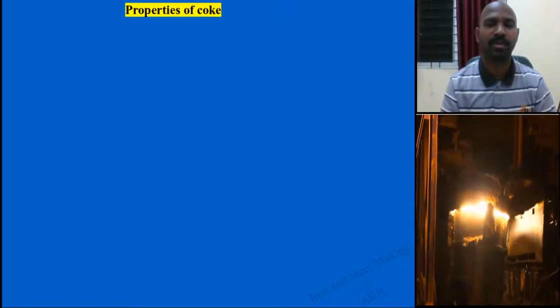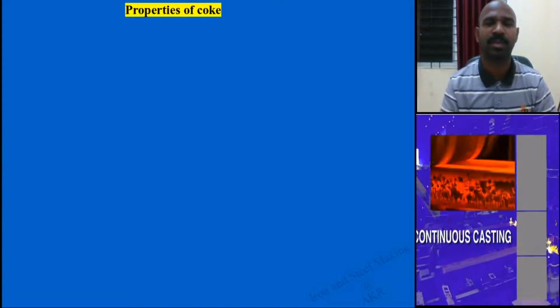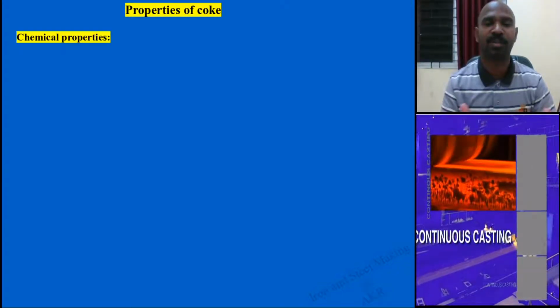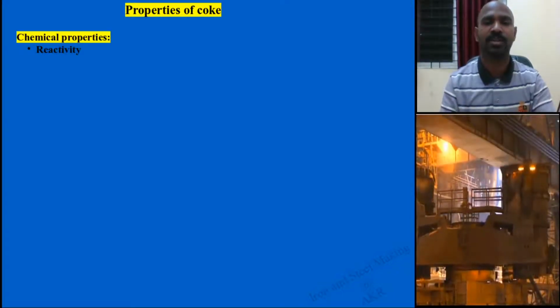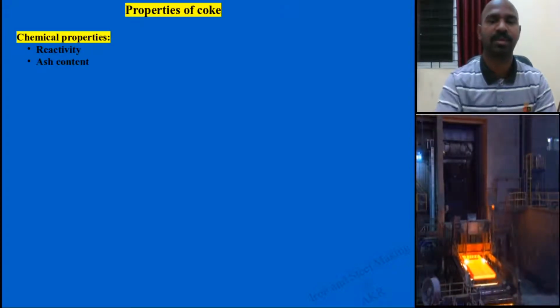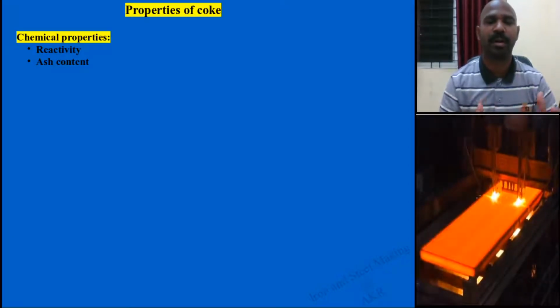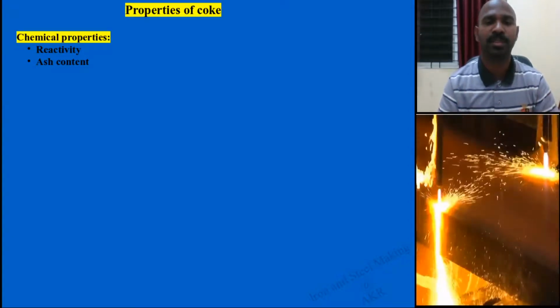Now, properties of coke. What are the properties of coke? Let us talk about chemical properties. It has reactivity when it comes in contact with the iron. It has ash content. It forms the ash content, which is the other byproduct of carbon.